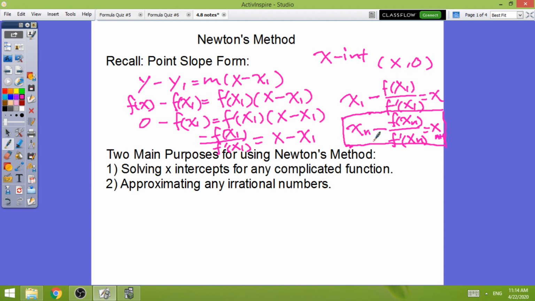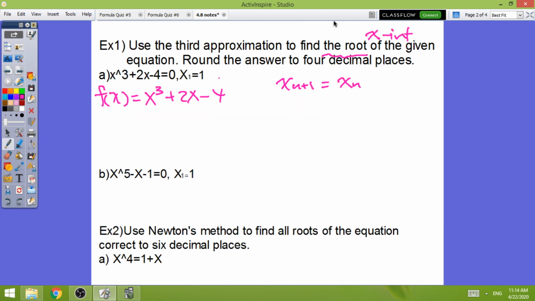So the Newton's method is supposed to be x sub n minus f of x sub n over f prime of x sub n. So that equals x sub n plus 1. Okay, so this one, let me just rewrite it here. Minus, so f of x sub n over f prime of x sub n.